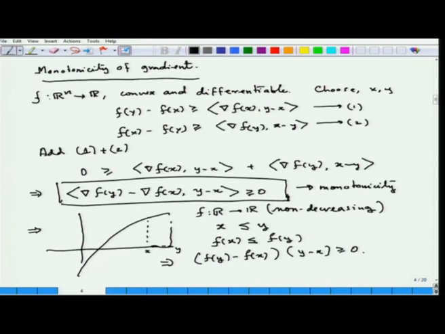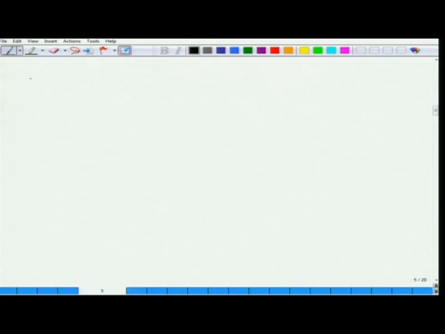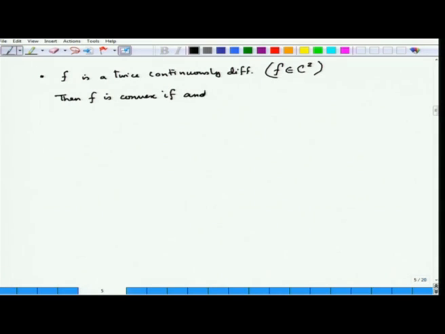Okay. Now, of course, we have already proved this fact, which we are not going to prove again, that if f is a twice continuously differentiable convex function, that is, symbolically f is in C2, then f is convex if and only if the Hessian matrix is positive semi definite for all x. I have already proved it.